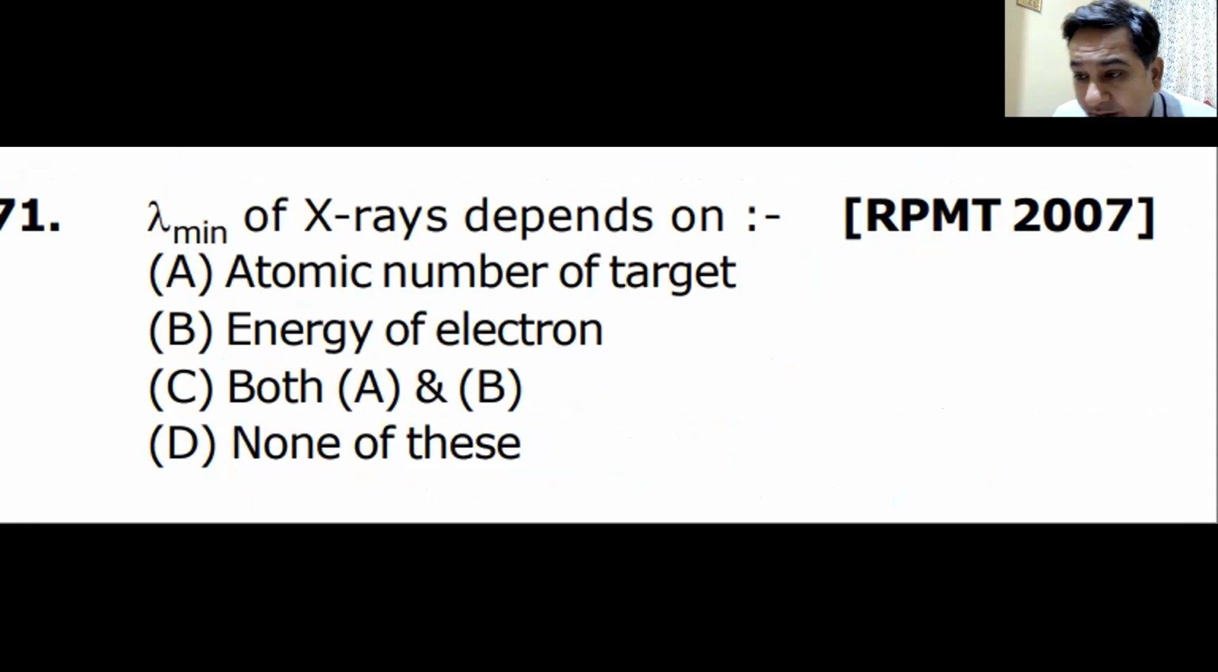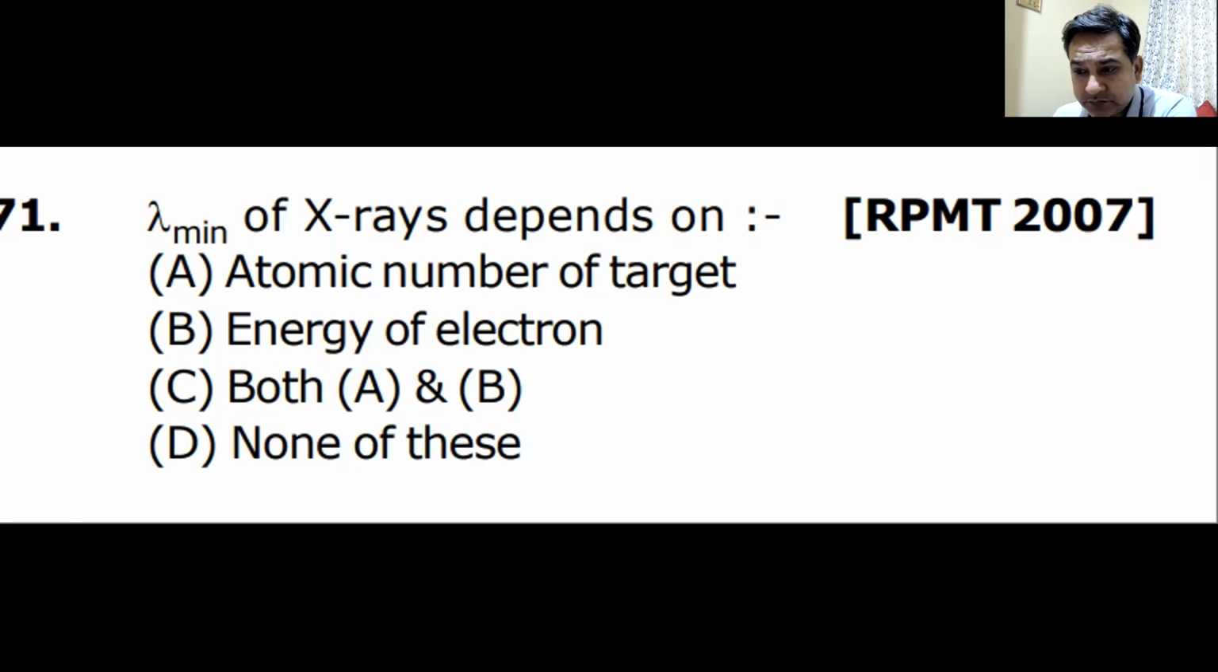Lambda minimum X-ray depends on what? Option D, sir. Option B or D? B for Bombay, or you say 1, 2, 3, 4, that is better. One is A. Option D for Delhi. D for Delhi. None of these. Lambda minimum X-ray depends on the energy of the electron.